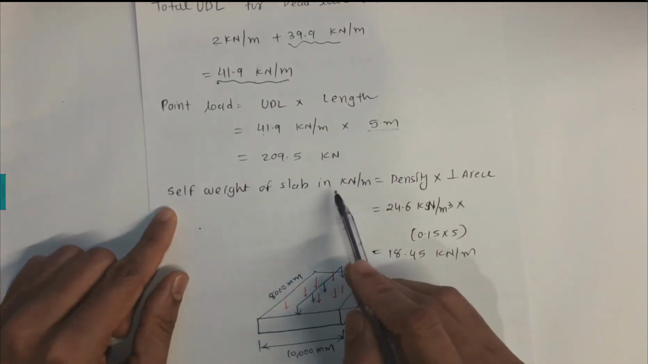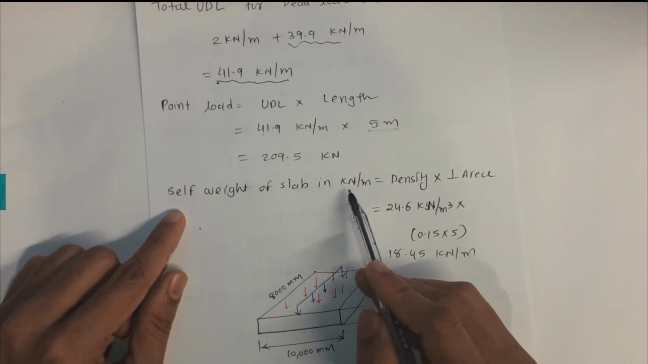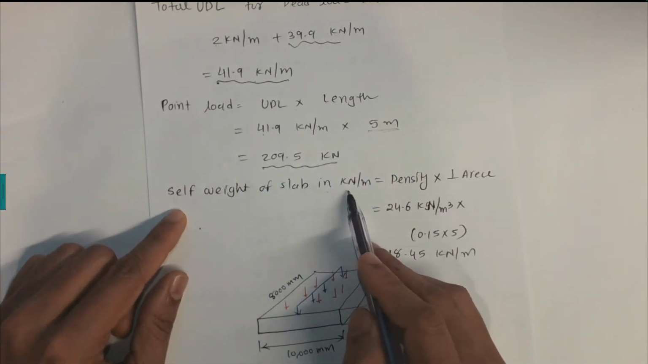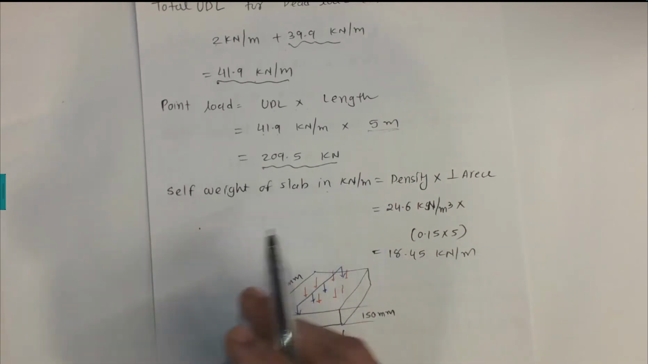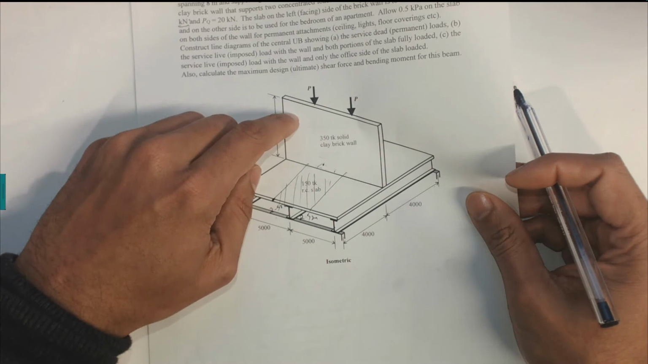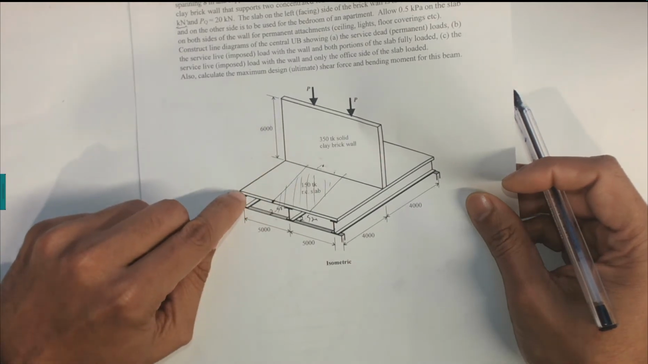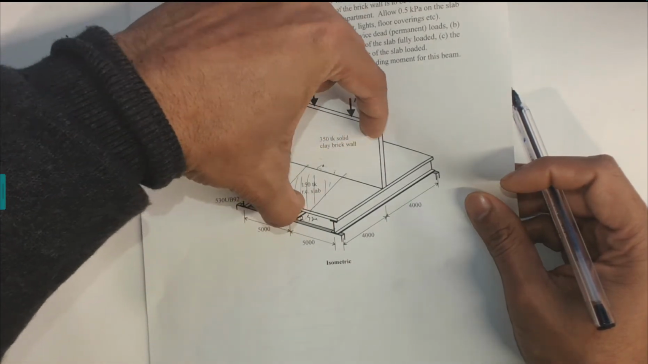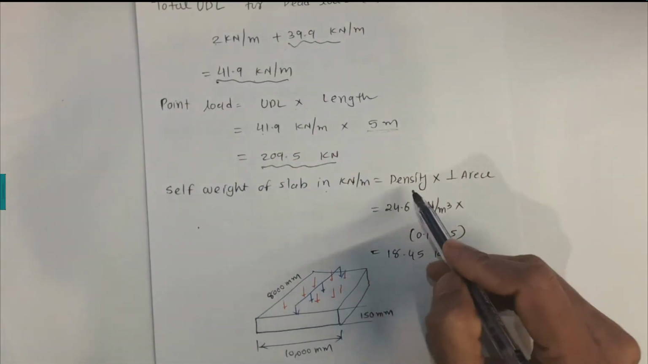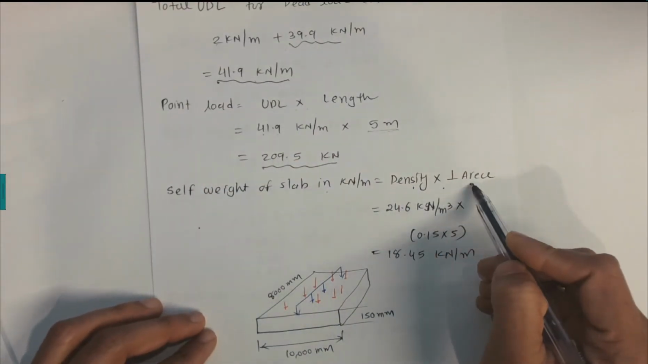Now self weight of the slab in kilonewton per meter. Now we are moving on, so this is the concentric load. So we are now moving on to this slab. We finished this concentric load, we finished the brick wall. Now we are working on this slab. The slab will create the UDL load in these directions, like along the length of the beam. So this slab has a density times the perpendicular area.